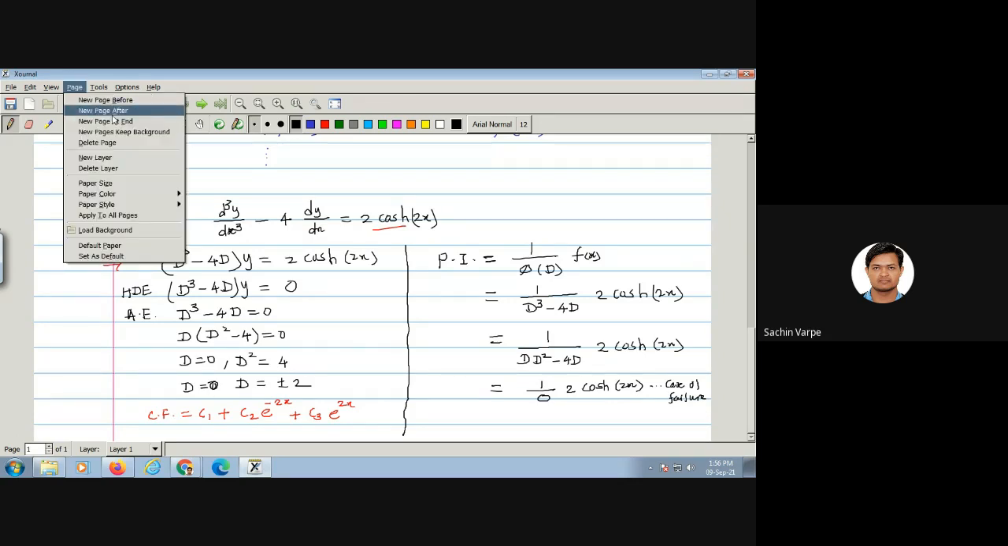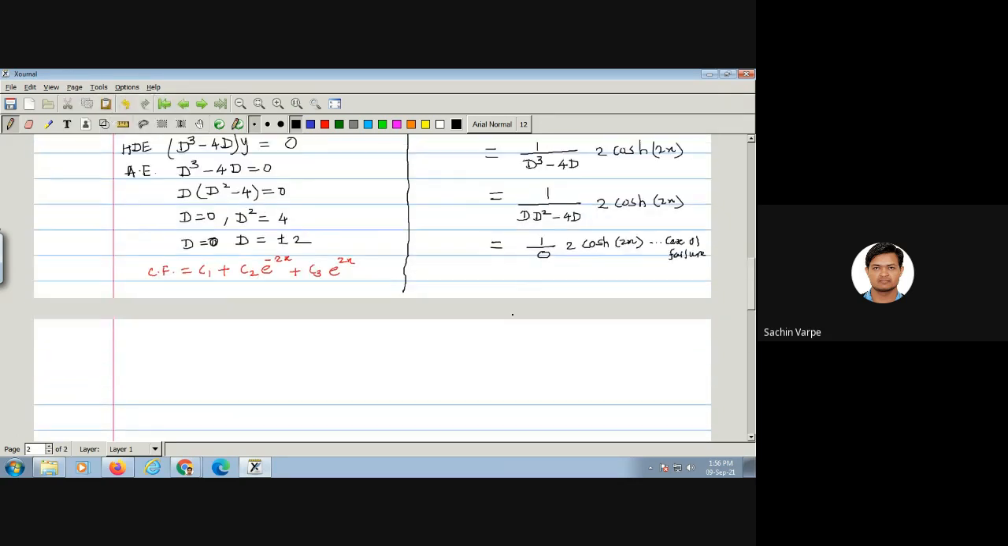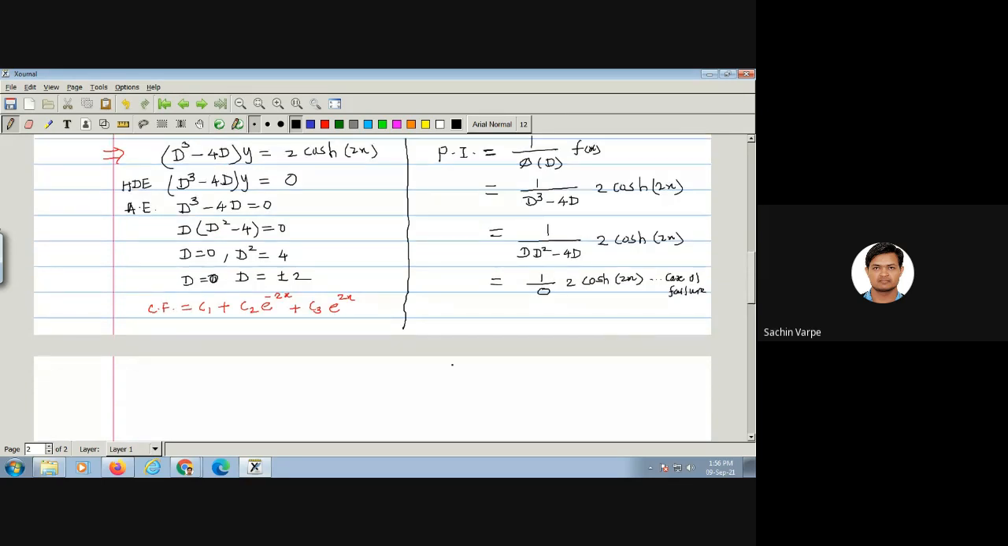And hence we all know that in case of failure, what we do? We multiply the operator, this operator, by independent variable. So what is independent variable here? X. So x into 1 upon derivative of this phi. Is the derivative? That is 3d square minus 4 into 2 hyperbolic cos 2x.